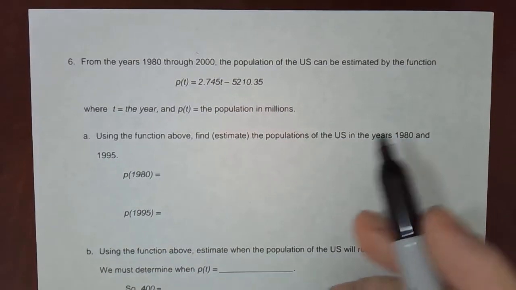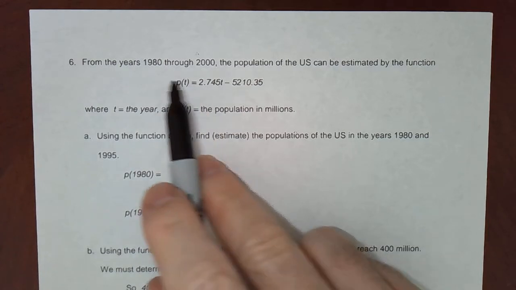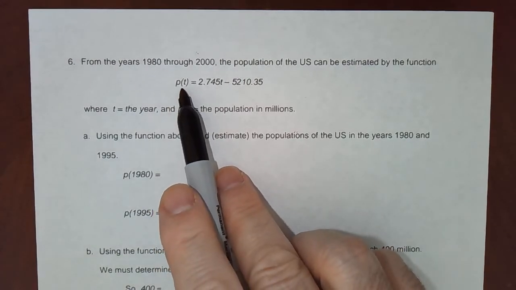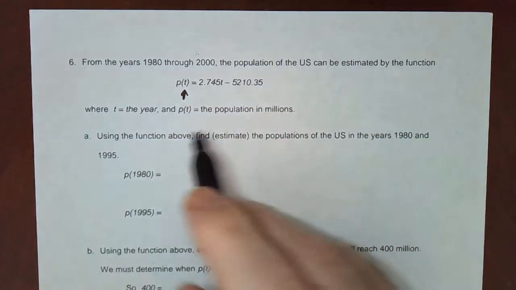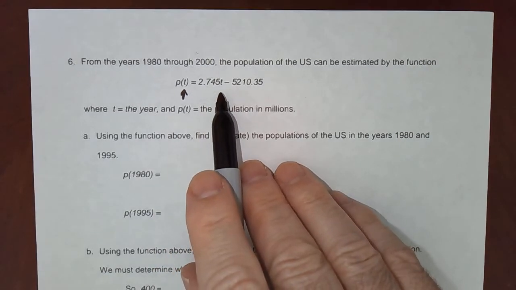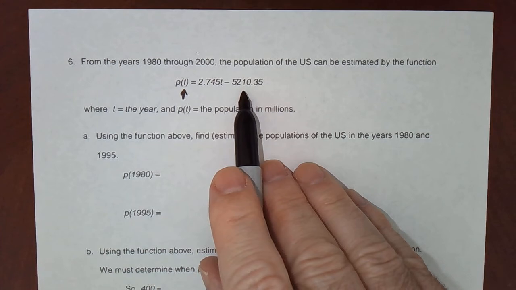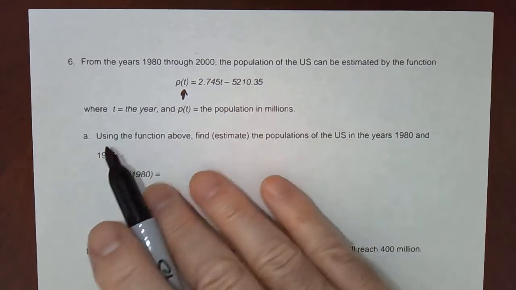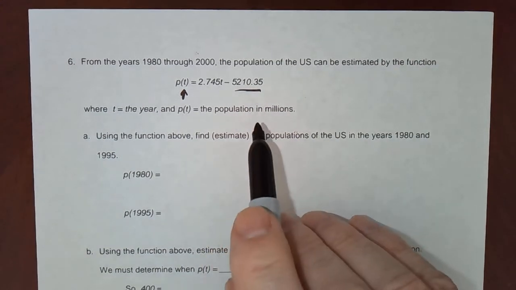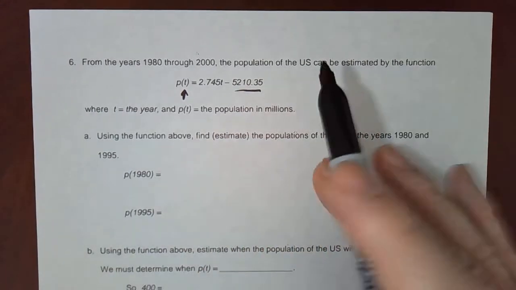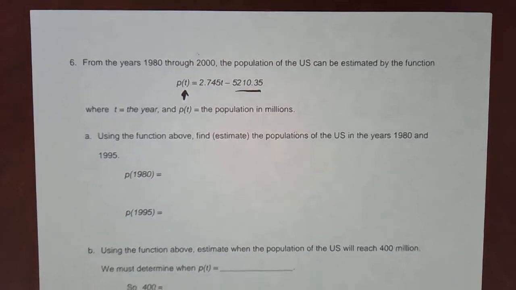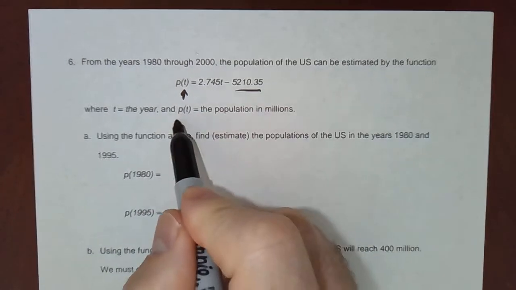Now here is a formula that estimates the population of the United States from 1980 through 2000. Population at time t, and t is actually the year. If you plug in the year from 1980 to 2000, the estimate of the population is 2.745 times t, the year, minus 5210.35. Now this is all in millions. So you're actually subtracting 5,210 million, which is roughly speaking, 5 billion. And this is 2.745 million times t. T is the year, so P of t will give us the population.